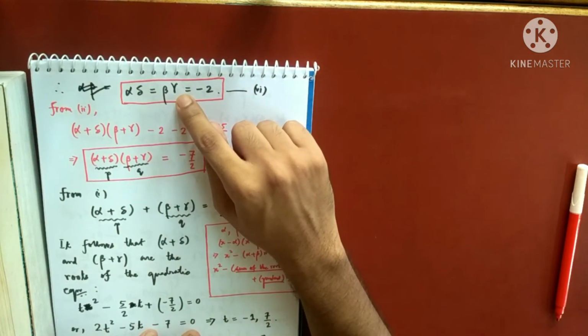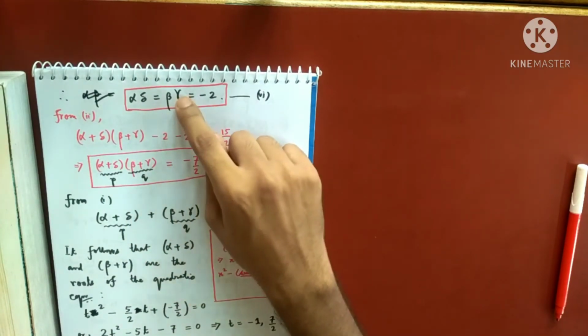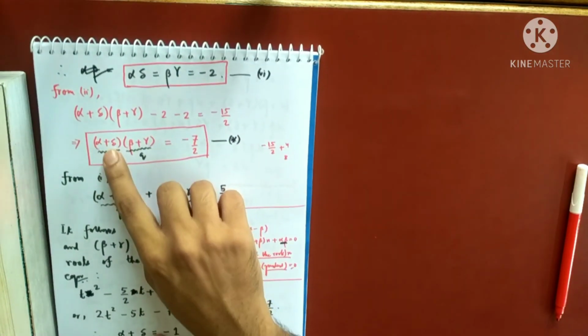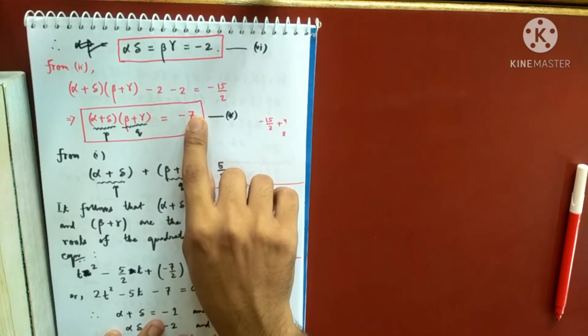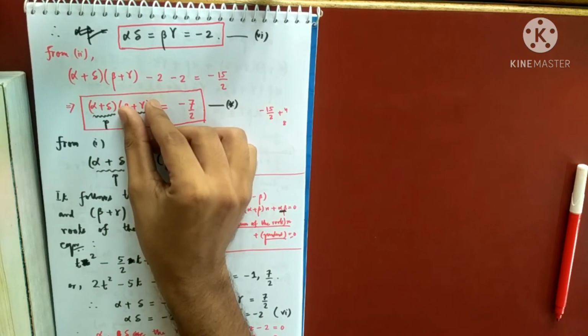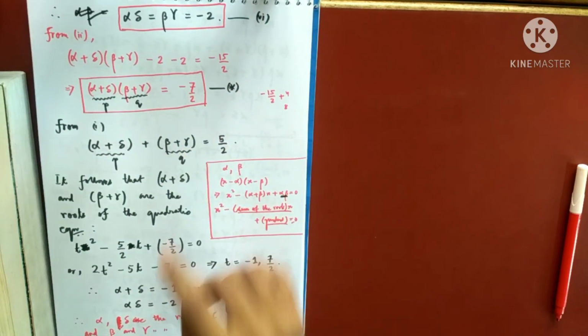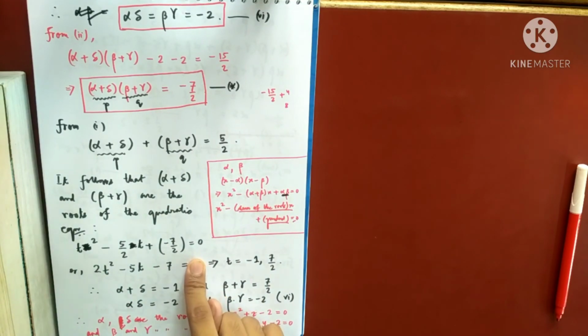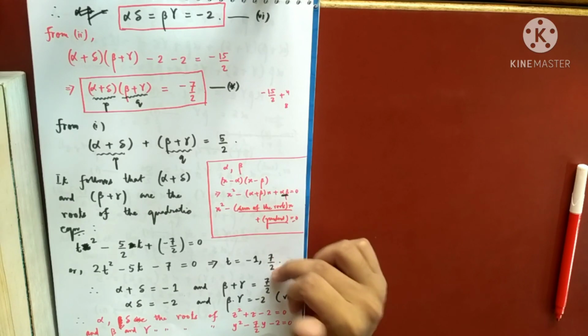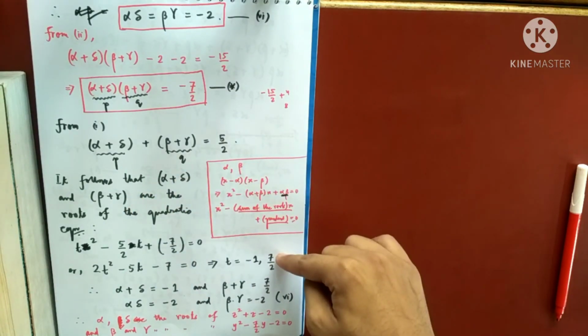Next I am taking care of equation 2. From equation 2, alpha delta was there, beta gamma was there. I'll get alpha plus delta into beta plus gamma as this. Again I am taking equation 1. Now consider this as P, consider this as Q. So P into Q is this and P plus Q is this. This means that P and Q are the roots of this quadratic. If I solve this quadratic, I have minus 1 and 7 by 2.